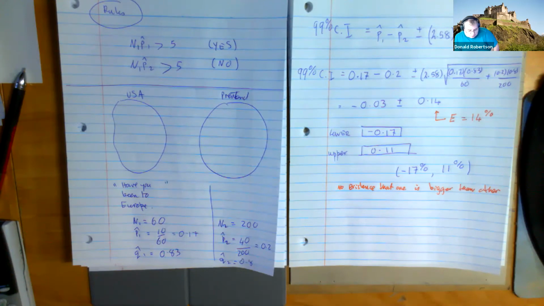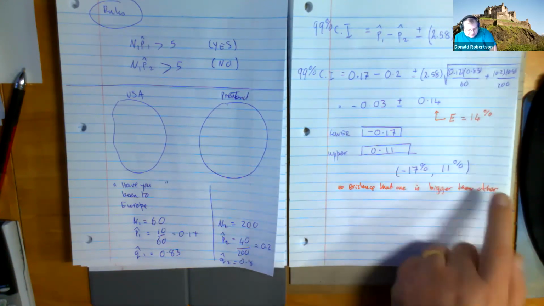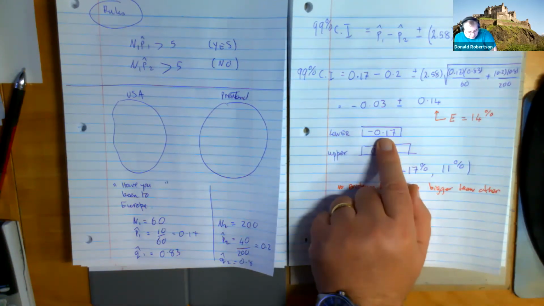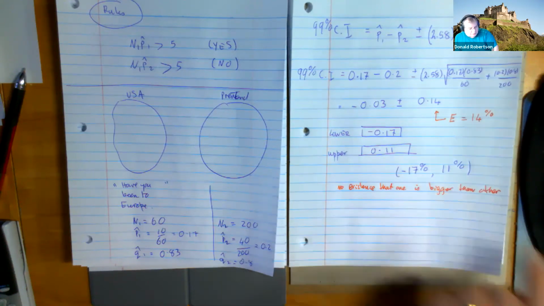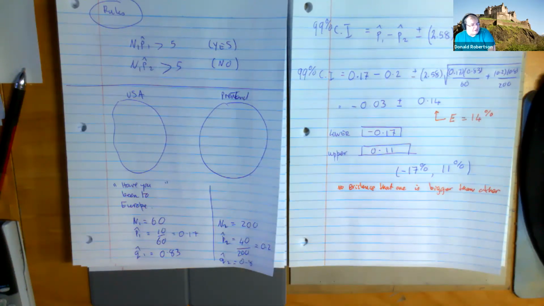Now, I can tell you what our interval says. It says that the difference between these could be negative 17. That means the Americans have been to Europe 17% less than the pretend country. It could be positive 11. In that case, it's 11% more than the pretend country. So in a lot of ways, we don't really know what the difference is, do we? It could be bigger, could be less, we don't really know.